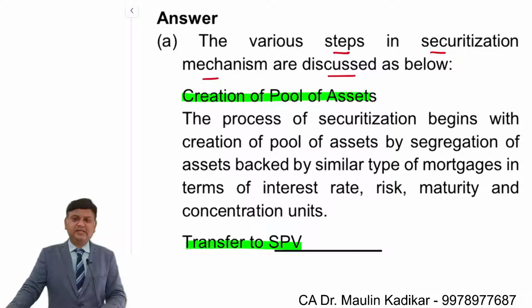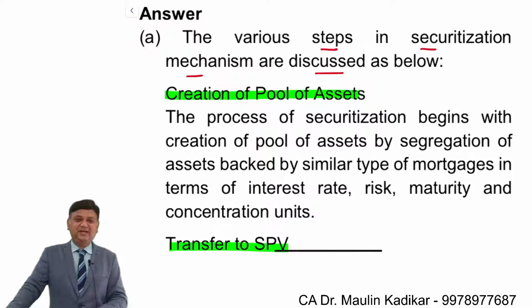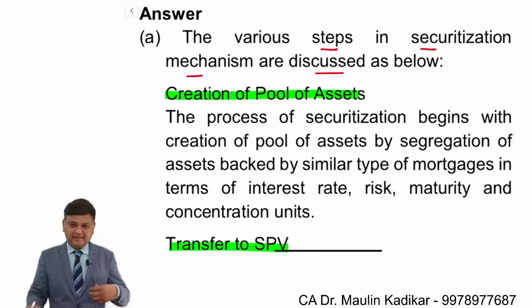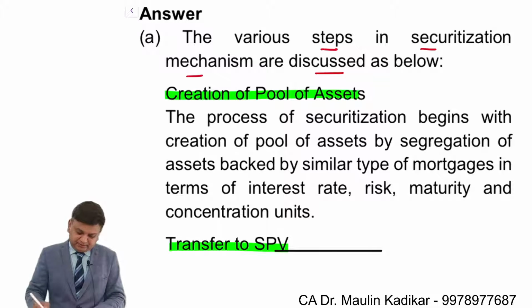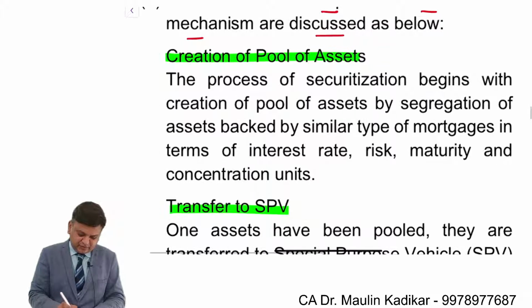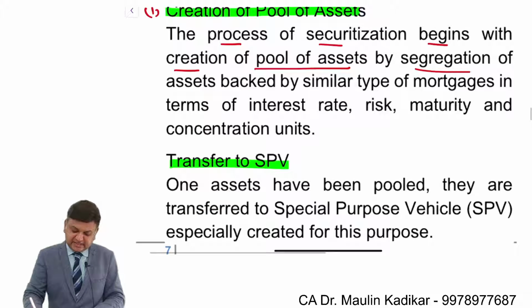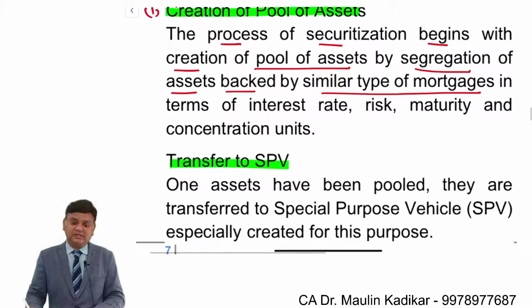Again, as we understand, the head points are important, and internally we have to write something which is relevant. The first is the creation of the pool of assets. The process of the securitization begins with the creation of the pool of assets by segregation of the assets backed by similar type of the mortgages.